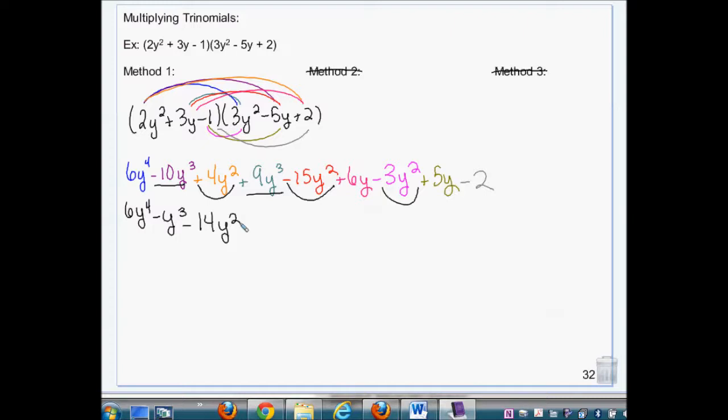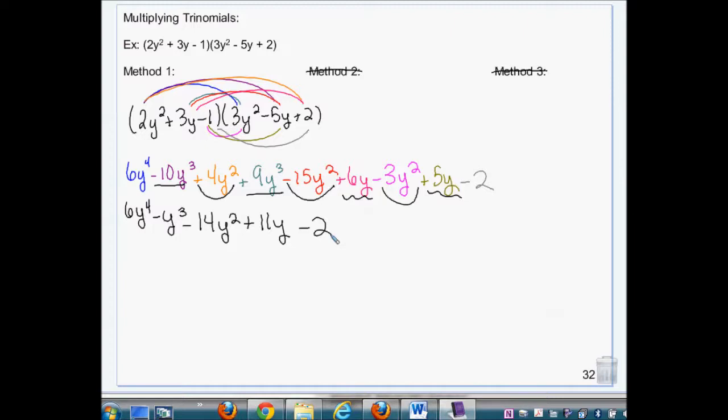I owed you $15 and I had 4, so I paid you back, but then I borrowed 3 of it. Then I have the 6y and the 5y, so that gives me 11y. And then the negative 2 all by itself. Okay, so that's method 1.